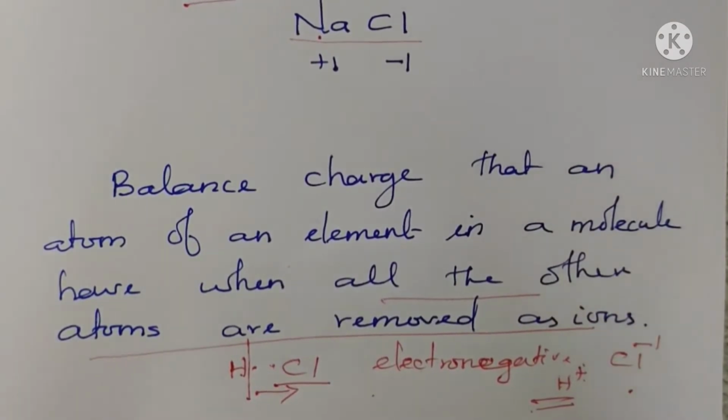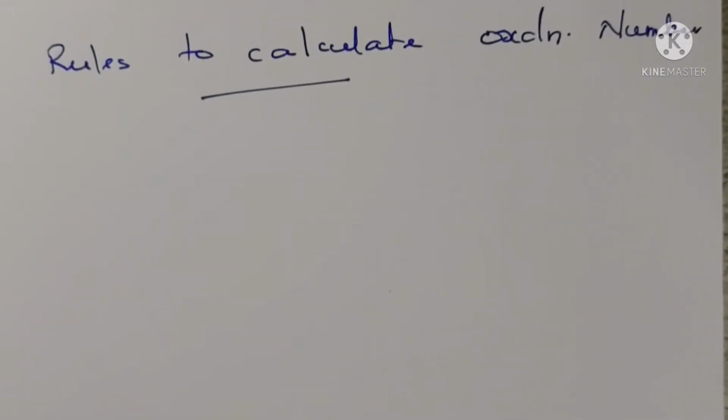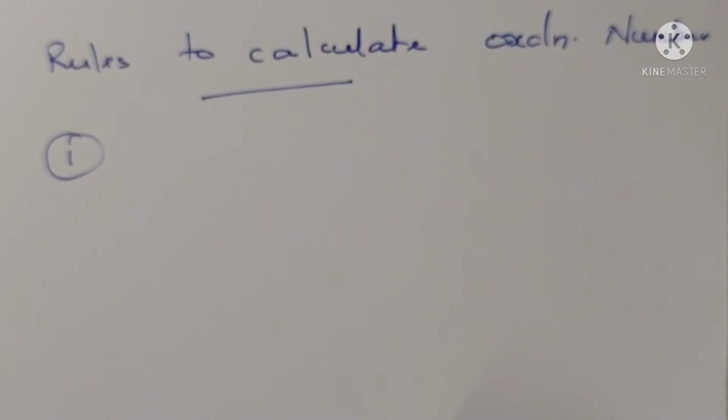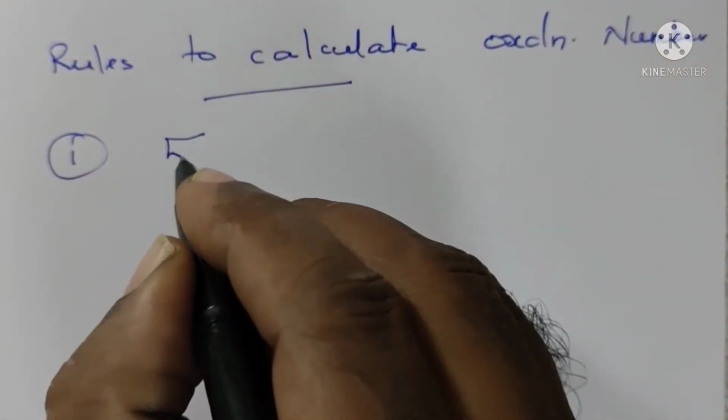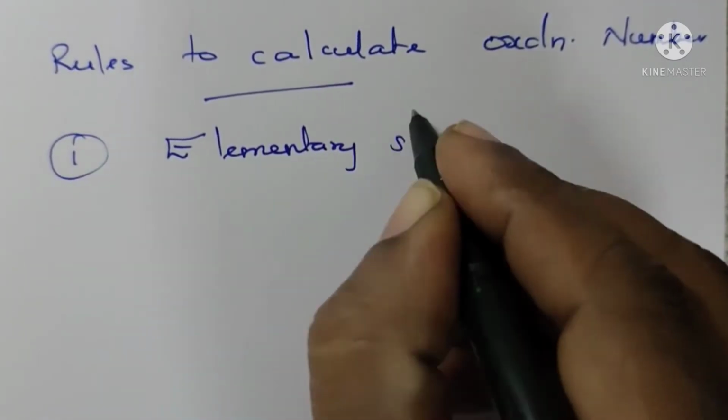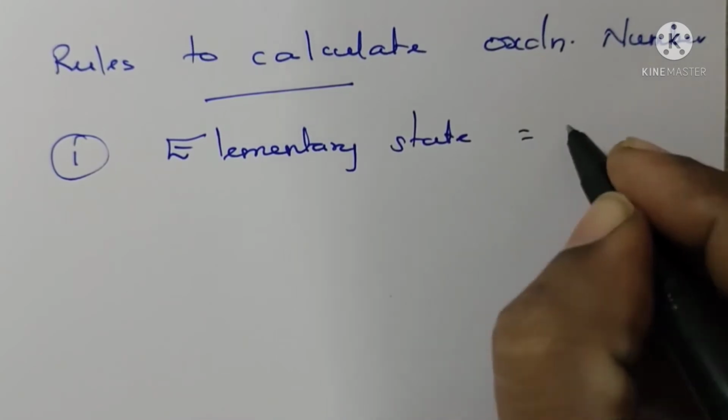The oxidation state of an element in a compound can be calculated from a set of rules. Let us discuss them one by one. Rules for calculating oxidation number. The oxidation state of an element in elementary state is equal to 0.